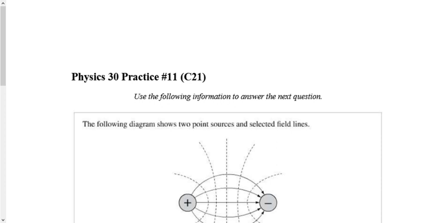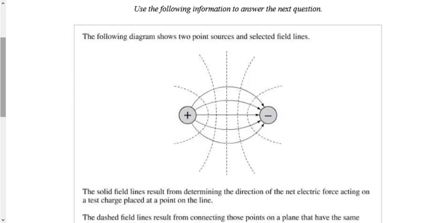Look at practice question set number 11 here, all 9 of those questions. The following diagrams show 2-point sources and selected field lines. The solid field lines result from determining the direction of the net electric force on a test charge placed at a point in the line. In other words, those solid ones are the electric field lines.